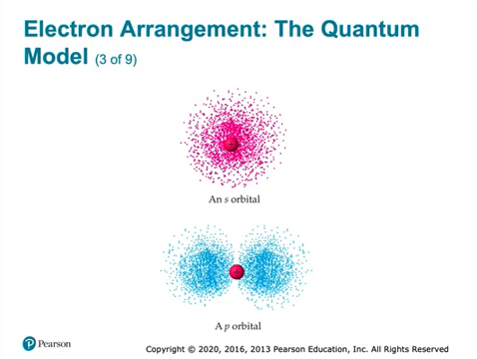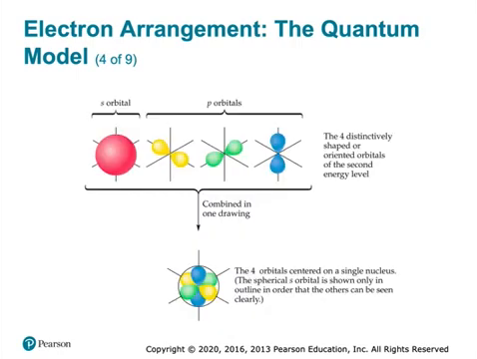Those stand for s is sharp, p is principal, d is diffuse, and f is fine. Those are spectroscopy terms. People almost never use that anymore. If you're wondering, s is not spherical, p is not perpendicular. It's sharp and principal.